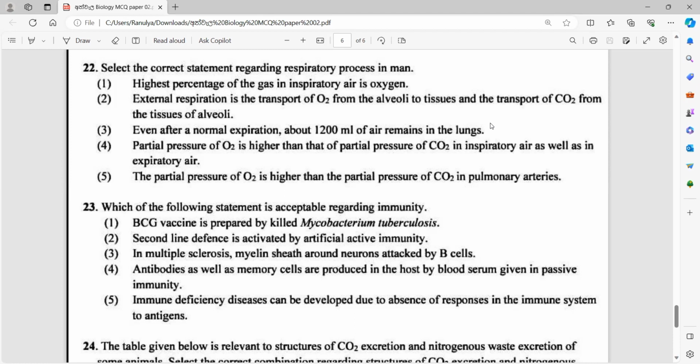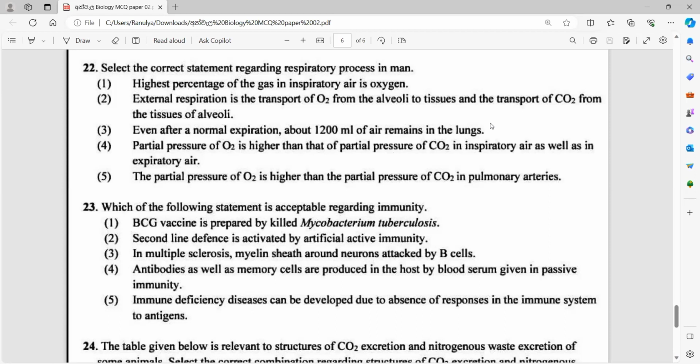23. Which of the following statements is acceptable regarding immunity? BCG vaccine is prepared by killed Mycobacterium tuberculosis. That is incorrect, right? Then BCG, it's again tuberculosis, right? Prepared from a strain of attenuated live tuberculosis bacteria.